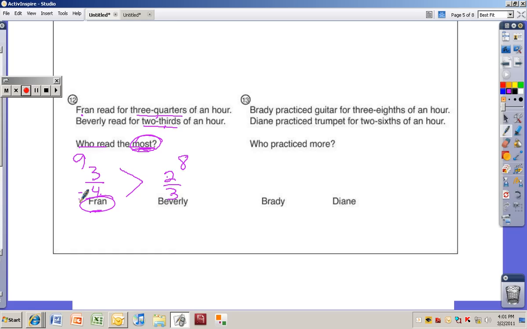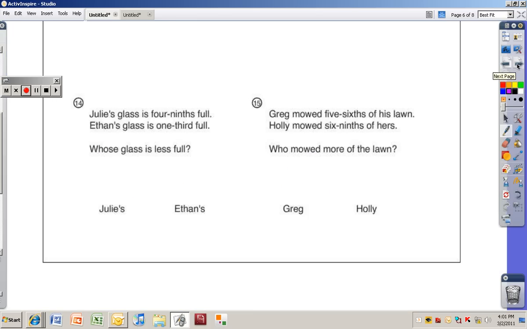It says Brady practiced guitar for 3/8 of an hour. Here's Brady. You should put 3/8 by Brady. Diane practiced trumpet for 2/6 of an hour. You should put 2/6 over here by Diane. And it says who practiced more. Read the question carefully. 8 times 2 is 16. 6 times 3 is 18. And so you can see that Brady practiced more. All right, 2 more problems. Go ahead and do these on your own. Turn it back on when you're ready for the solution.